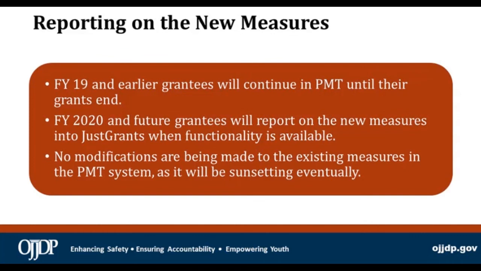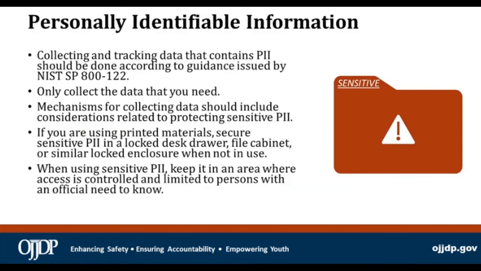Collecting and tracking data that contains personally identifiable information, also known as PII, should be done with considerations towards the Privacy Act of 1974. Broadly stated, the purpose of the Privacy Act is to balance the government's need to maintain information about individuals with the rights of the individual to be protected against unwarranted invasion of their privacy. In accordance with this act, you want to collect only the data you need. If you are using printed materials, you want to keep sensitive PII in locked desk drawers, file cabinets, or similar locked enclosures. And when using sensitive PII, you want to keep it in an area where access is controlled and limited to persons with an official need to know.